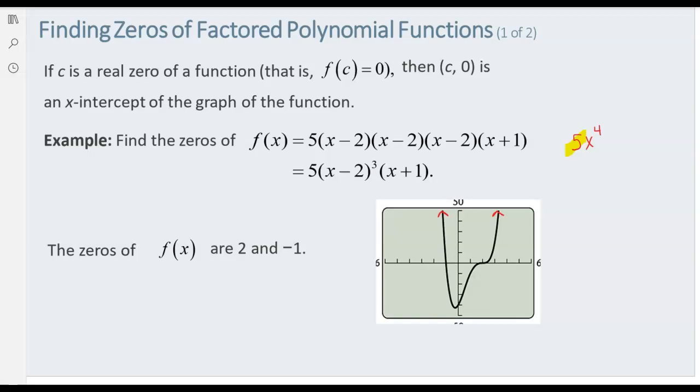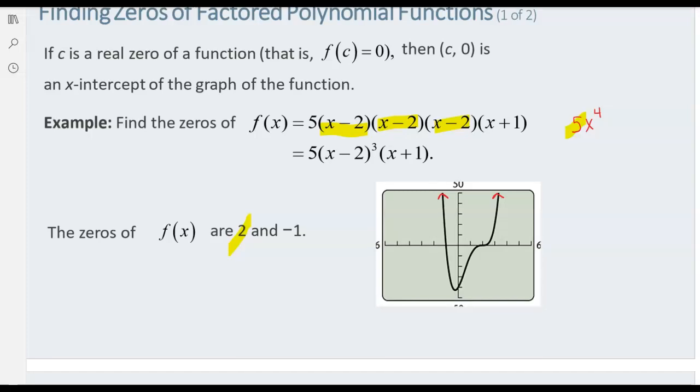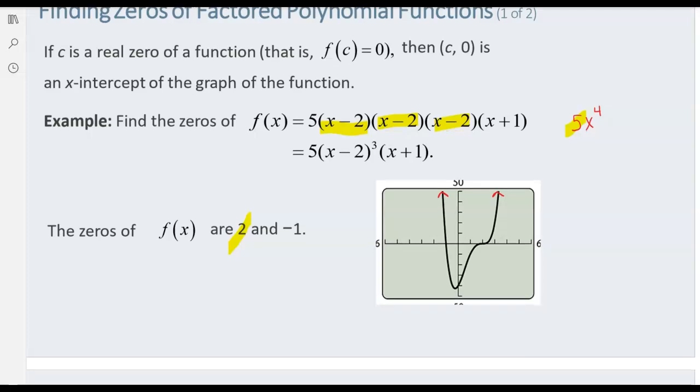But one thing to notice is that some of the zeros are repeated. We have 4 zeros, but the zero at x equals 2 shows up 3 separate times, right? And so one thing to notice about the graph is that where the zeros are, here's -1, right? And then here is +2. I don't show that the graph is crossing the x-axis 4 times, even though this polynomial was raised to the 4th power.